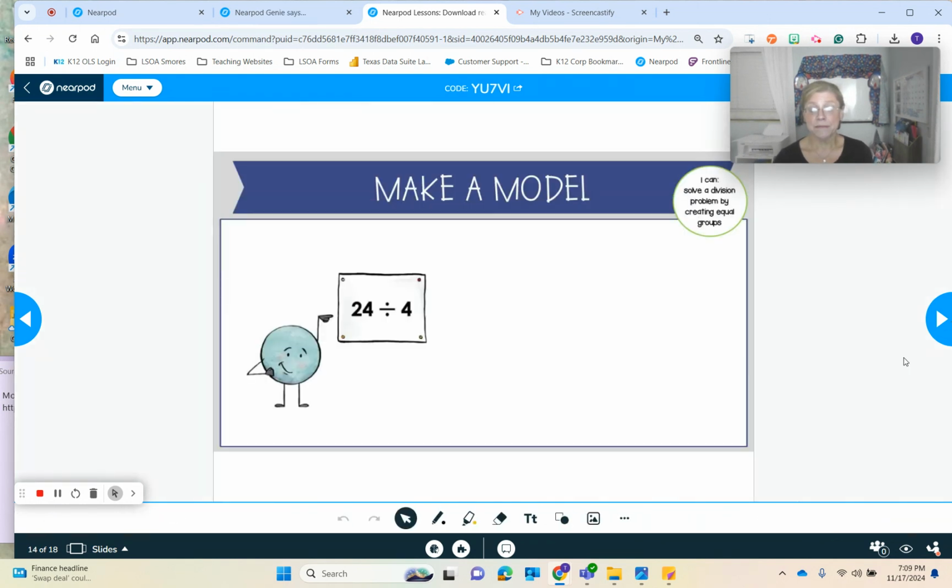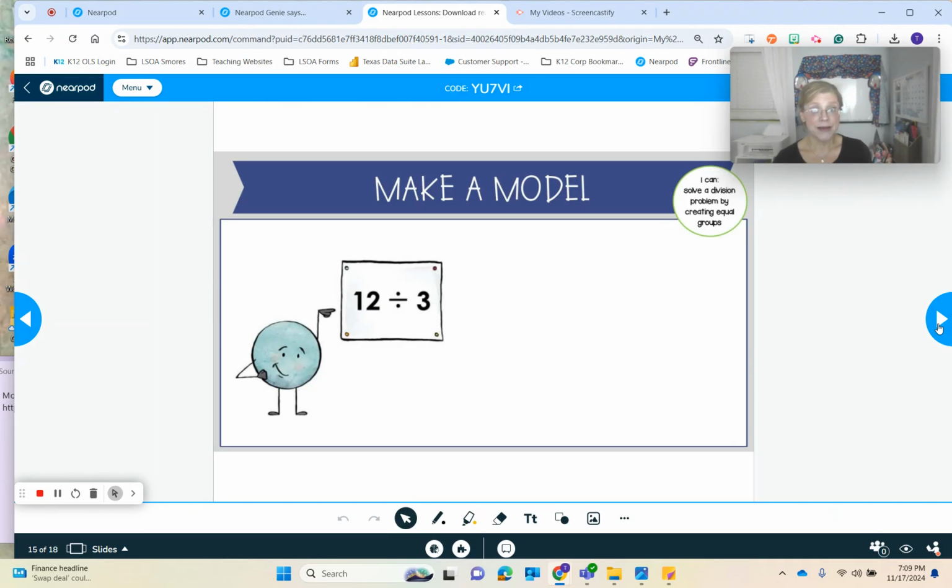So this, you're going to just model 24 divided by 4. You have your dividend, 24. You have your divisor, 4. So what is 24 divided by 4? If you think back, you kind of already worked through this. Do the work. What is your answer?